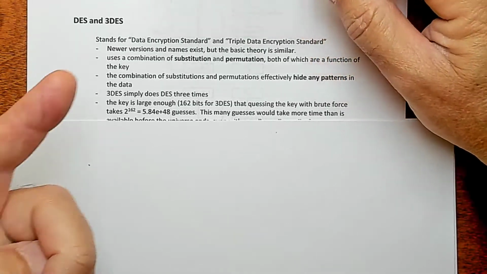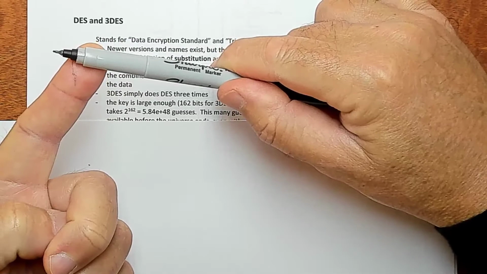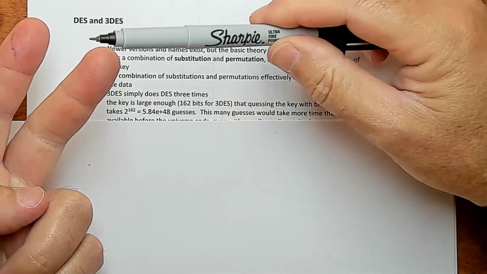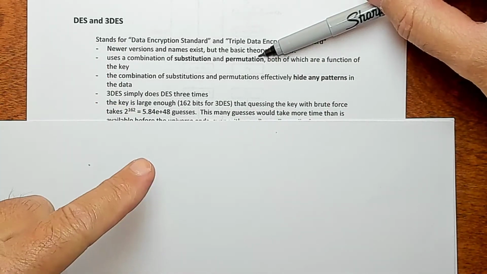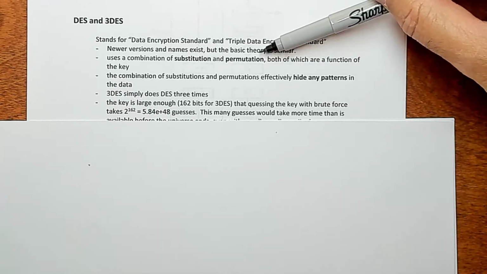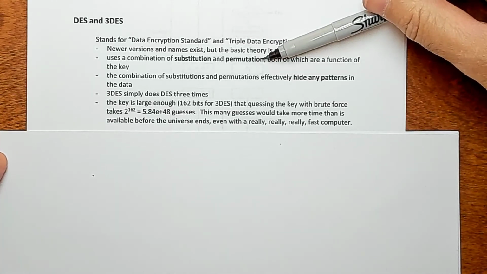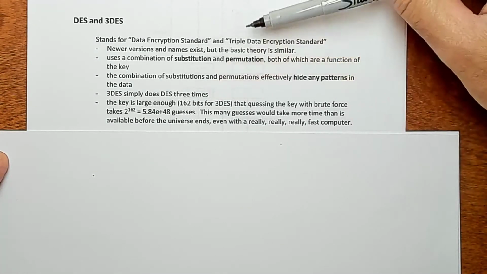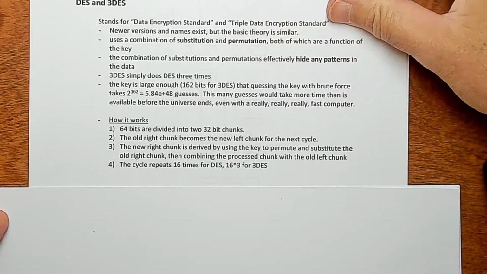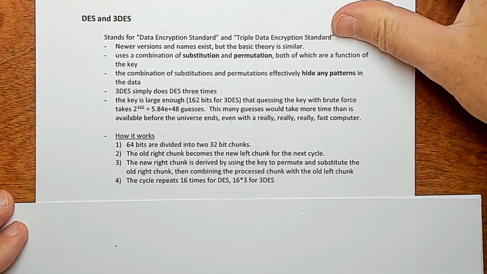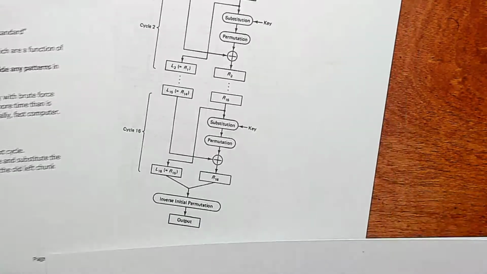So we've talked about substitution, where you swap out letters, or you swap out chunks of data for another chunk of data. And then we talked about permutation, where you take the data and just mix it up. And then we looked at XOR, where you just apply XOR to a set of data and then reverse that. So DES, Data Encryption Standard, just does that. It does a permutation, a substitution, and an XOR.